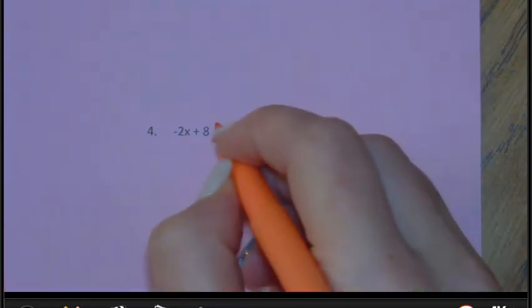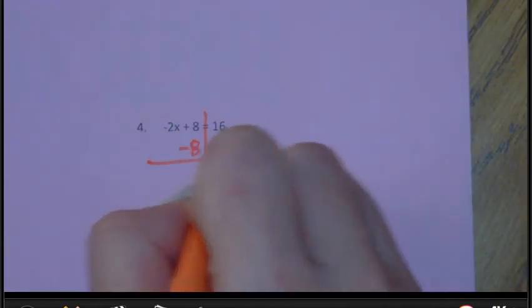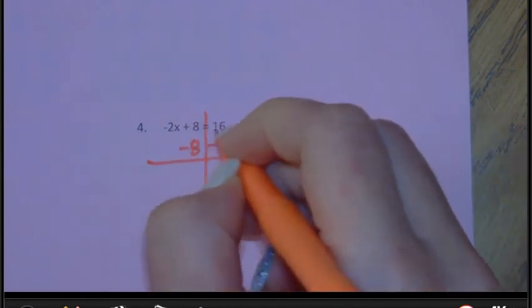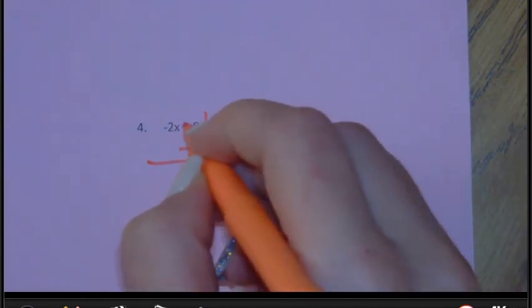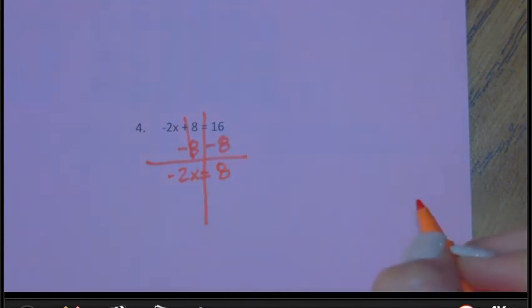All right, number 4. We need to create our bar here. So right now I'm adding 8 to both sides. I need to take away 8. I'm going to take away 8 on the left, and I'm going to take away 8 on the right. What I do to one side, I have to do to the other. 8 minus 8 is 0. It goes away. I am left with negative 2x on the left side. 16 minus 8 is 8.